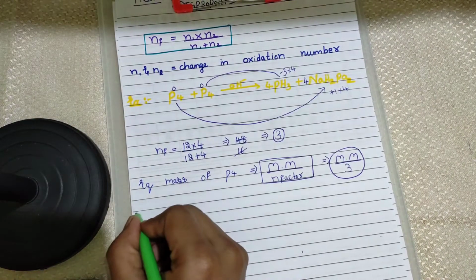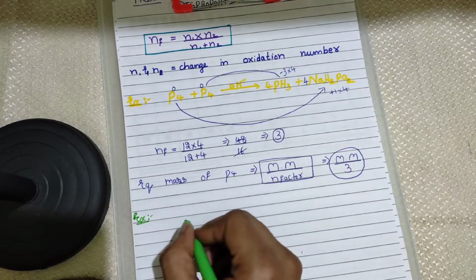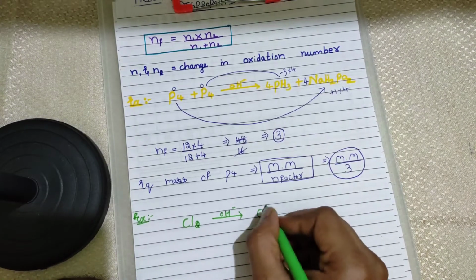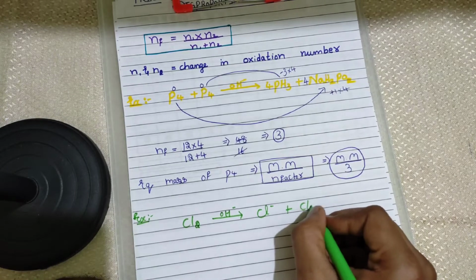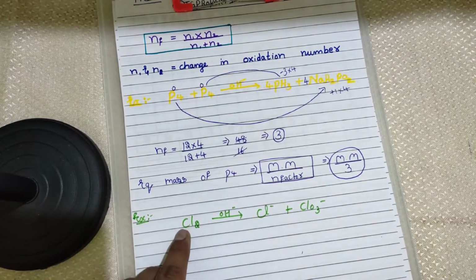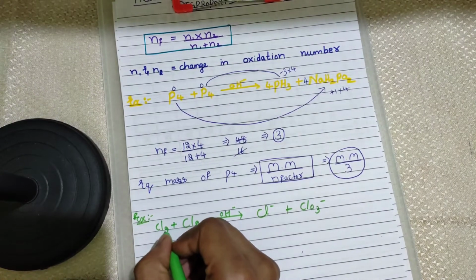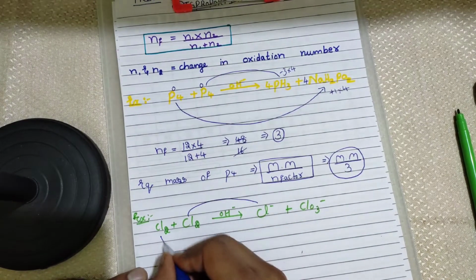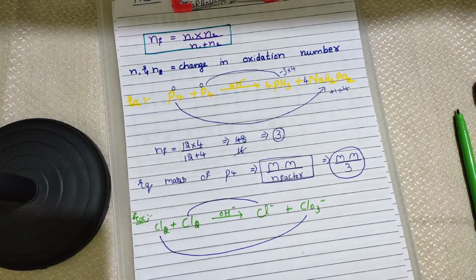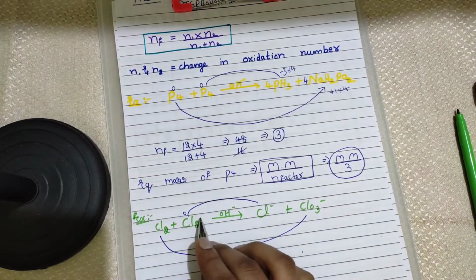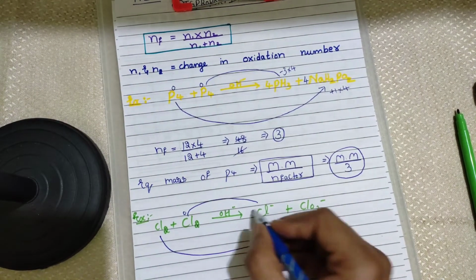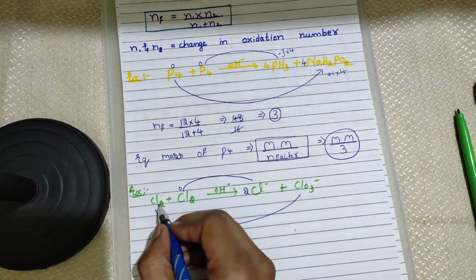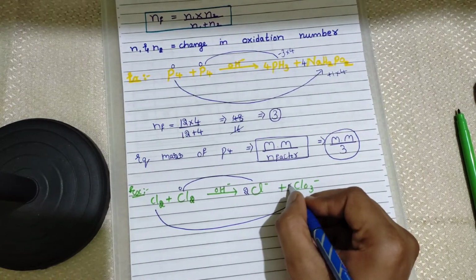Another example: imagine we have chlorine. Chlorine reacts with OH minus to give chloride ion and ClO3 minus ion. Now we have to take 2 chlorine atoms, so I am adding 1 chlorine here. First I will consider these both and these both. Let us balance first. We have 2 chlorine atoms on the left, but only 1 on the right, so multiply by 2. Next, here also we have 2 chlorine atoms but here only 1, therefore multiply again by 2.